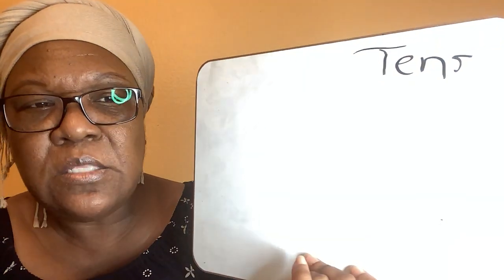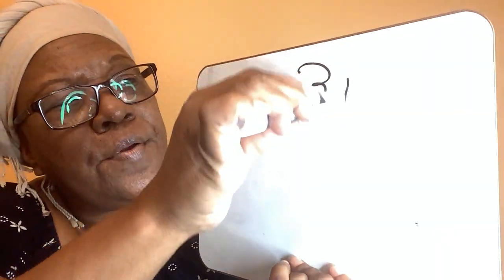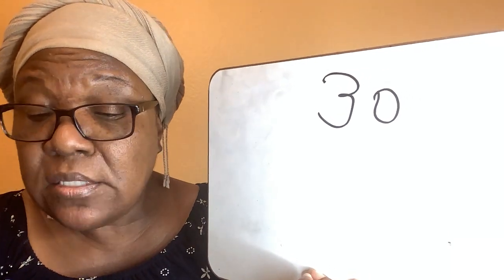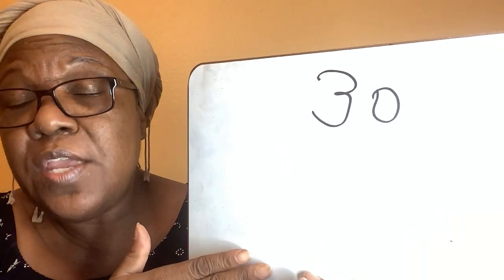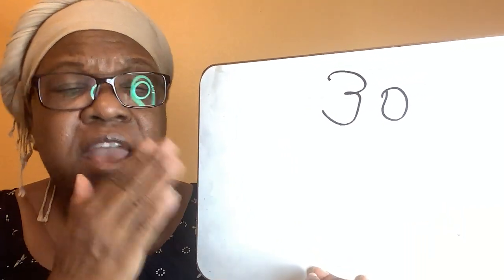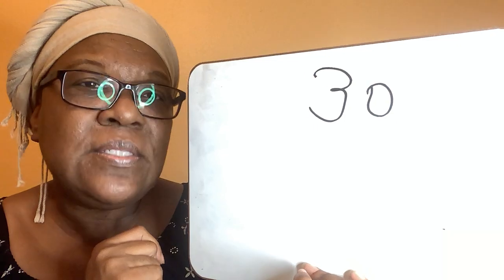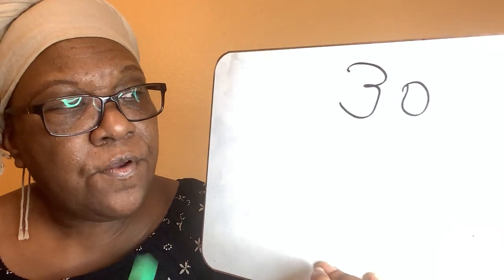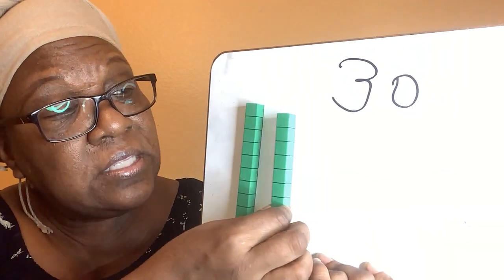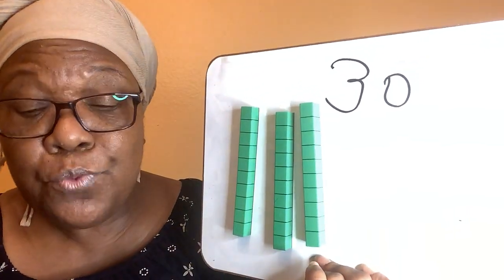So let's practice making some numbers. I'm going to show you. I'm going to make 30. In order for your child to master the tens and ones, they have to know their numbers. They have to be able to count. Second graders should be able to count up to 120, recognizing the numbers out of order. So we're making 30, right? So 30 is 10, 20, 30.